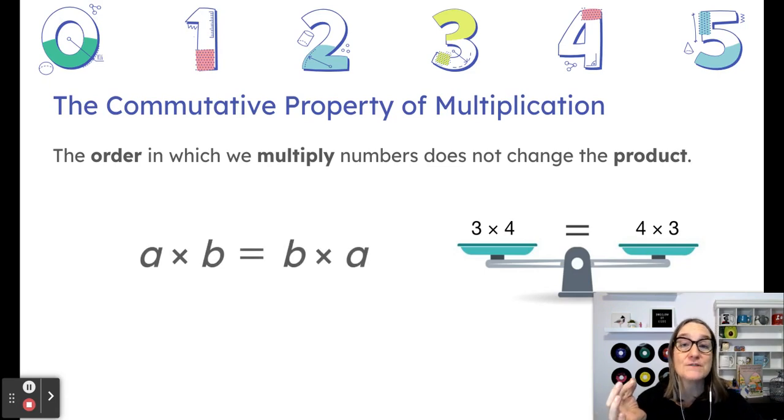And again, we can use variables to show this property for any pair of numbers we multiply. So a times b equals b times a. And you see in the picture, we have 3 times 4 equals 4 times 3. If we simplify those expressions and find the product is 12, whether we do the 3 first, 3 times 4, or the 4 first, 4 times 3. That's the commutative property. It applies to both addition and multiplication.